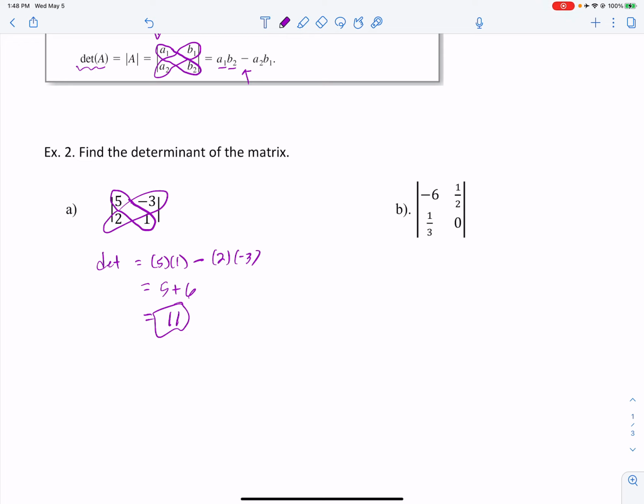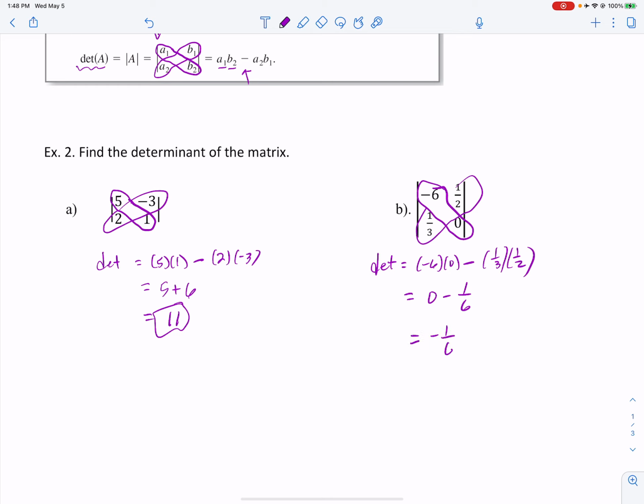All right, so in part B, the determinant, you can pause it and try it on your own. It should be the product of this diagonal, that -6 times 0, minus the product of this diagonal, which is a 1/3 times a 1/2. And you get 0 minus 1/6, so the value is a -1/6. And it's as easy as that for a 2 by 2.